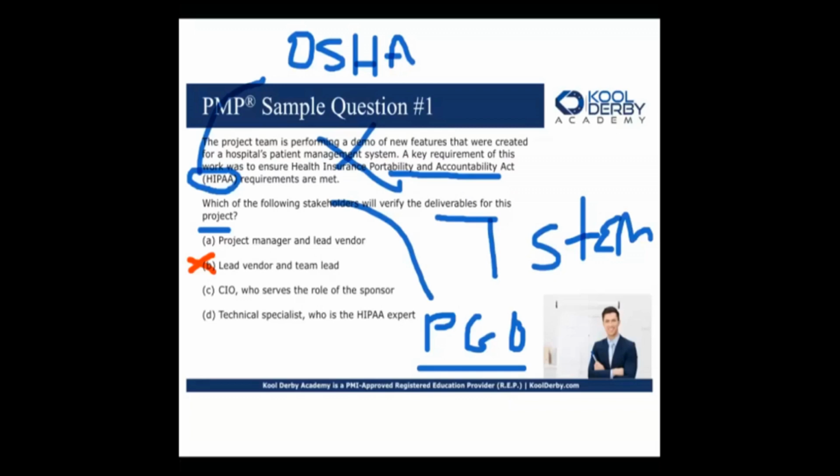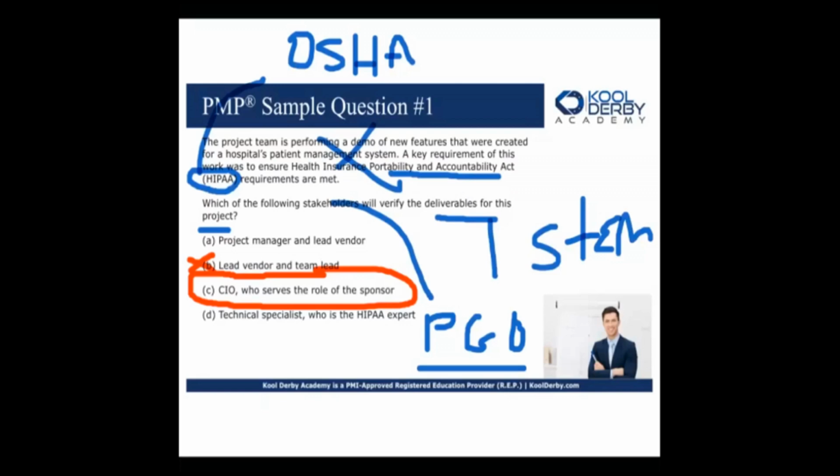What else do you think is gone? C, Charlie? Yep. Okay, tell me why. Well, as you said with PGO, what stands out to me is that A would be the answer to this. Okay, but you know that A is wrong, right? CIO, that doesn't make any sense. The sponsor does not have the authority to make decisions. It would be up to the project manager who has the ultimate decision.